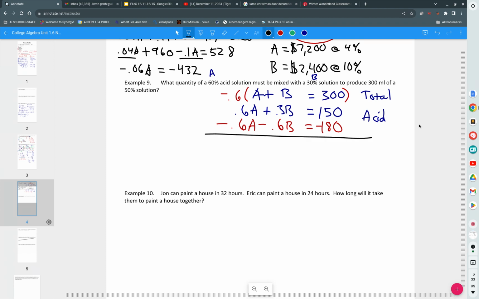And I'm going to add those two things together. That's what we do with the elimination. We add them together. And when we add them together, what happens? The A's cancel, just like Connor wanted. We get 0.3B and negative 0.6B. That makes a negative 0.3B. And then 150 and negative 180. That makes negative 30. If I divide by negative 0.3, B is equal to 100.